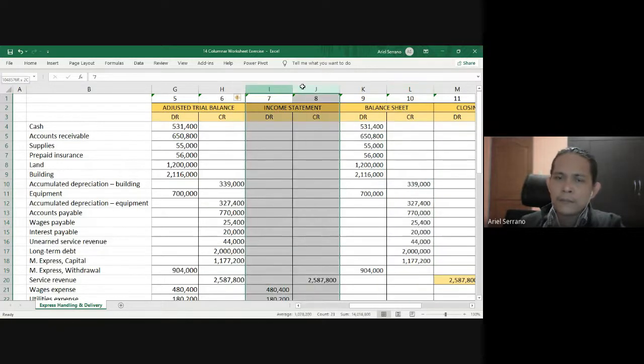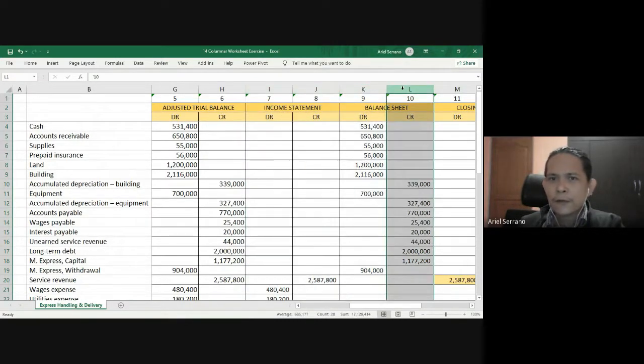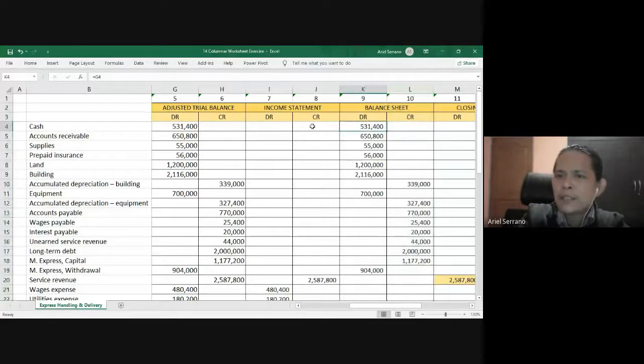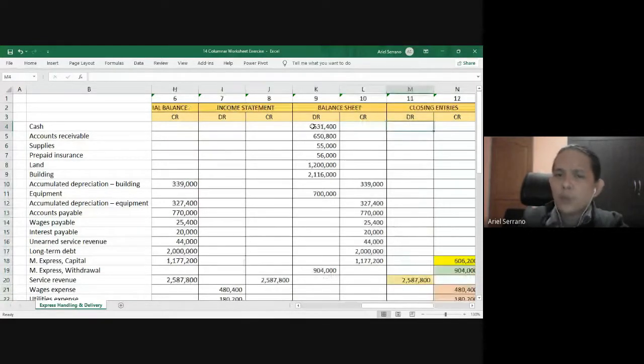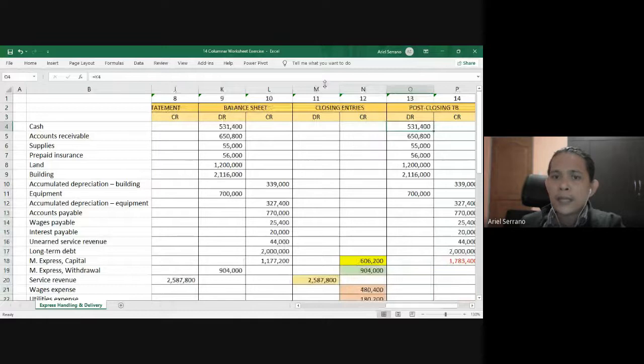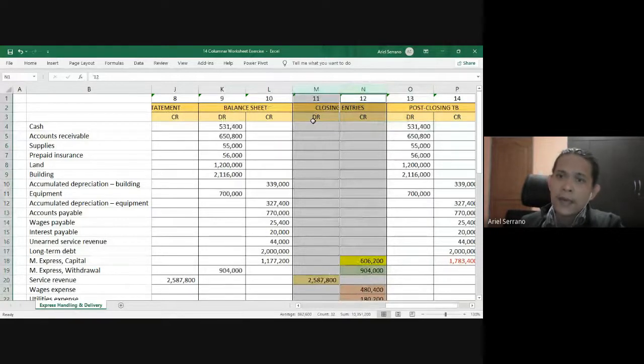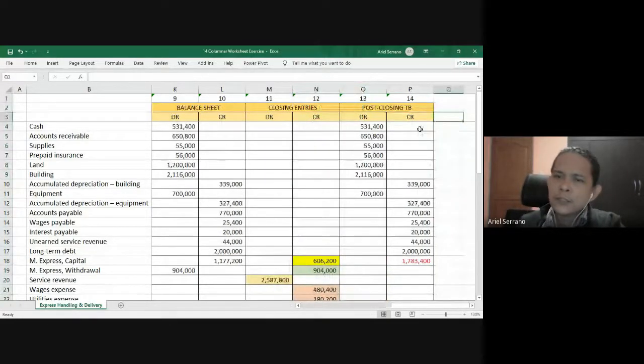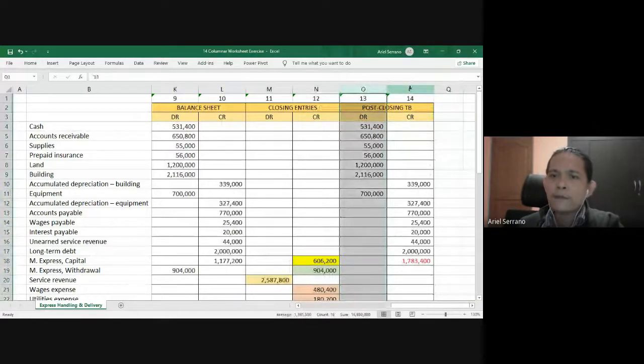You can switch them, provided that you plot the income statement and then the balance sheet for columns 7, 8, 9, 10. Okay? So you have your balance sheet and then the income statement. For columns 11 and 12, this is for your closing entries. Okay? Closing process, your steps 1 to 4. And then for columns 13 and 14, this is where we will find the post-closing trial balance.